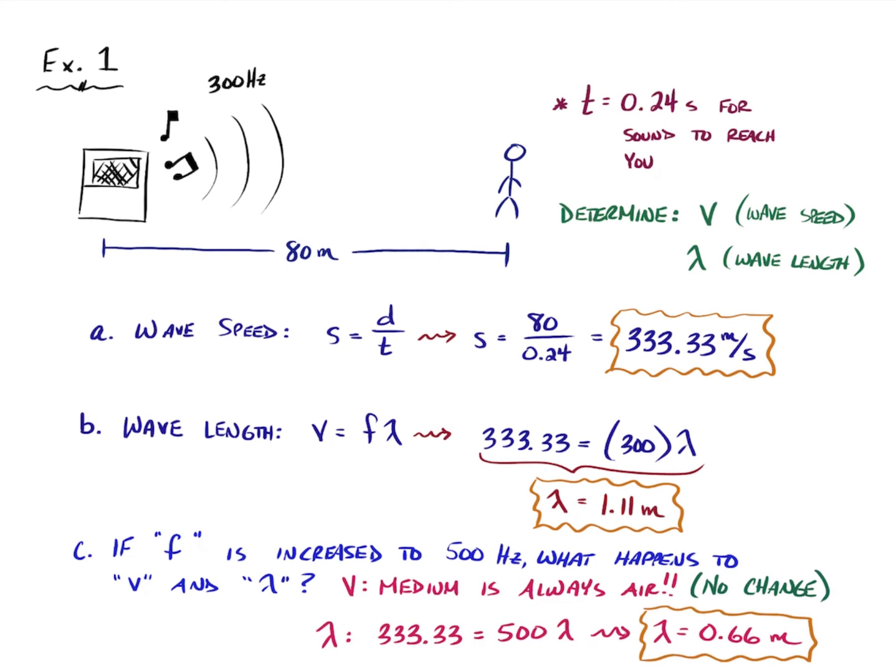Well, now we can use our wave speed equation. The speed is still 333.33 because it's the same medium, but now my frequency is 500. And when I solve this, I'll find that my new wavelength is now 0.66 meters. Frequency and wavelength within the same medium have an inverse relationship. If the frequency increases from 300 to 500, then the wavelength is going to decrease from 1.11 down to 0.66.